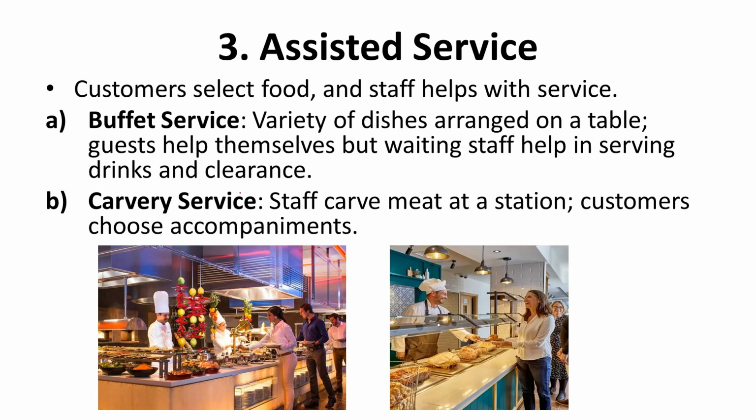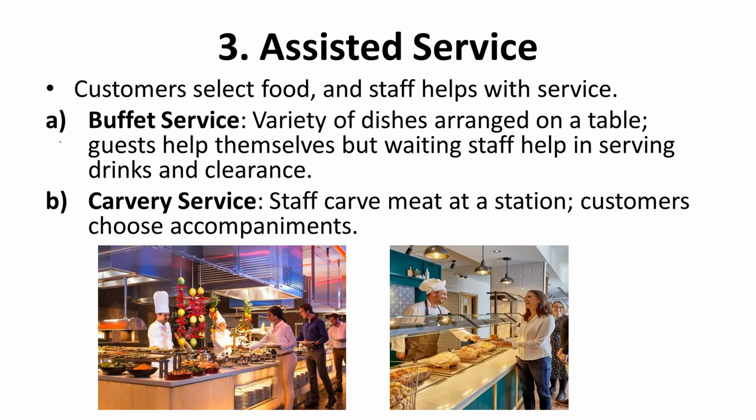Number three is assisted service. Here customers select food and staff help with service. So guests will go to the buffet counters and select the food as they like, but service staff will help with service of water, service of wine, and clearance. Everything will be done from the table, but the guest will take the food themselves.